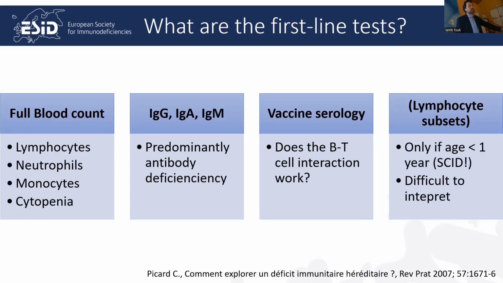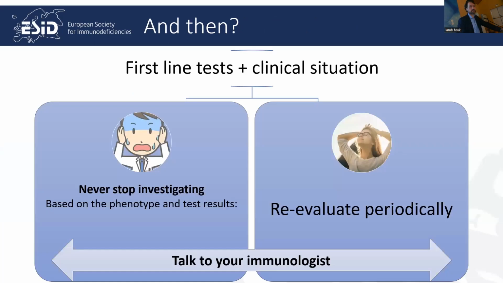So I would suggest to do it always as first-line testing under the age of 1, because you really do not want to miss a SCID. But I think there are second-line tests for all other patients. And then, so these rules, I told you, work for the 90% of patients. And so you have your first-line tests and your clinical situation.